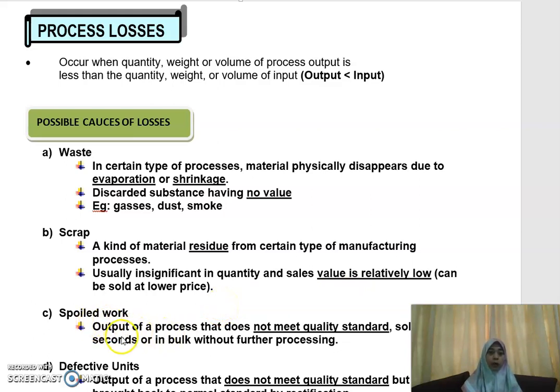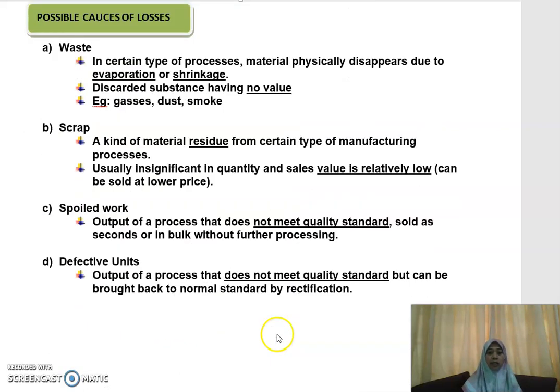What about the spoil work? So this is the output of a process that does not meet the quality standard and then sold as seconds or in bulk without further processing, your spoil work. What about the defective units? This is the output of a process that does not meet the quality standard, but then you can bring back to the normal standard by rectification or some amendments for that particular defective units.